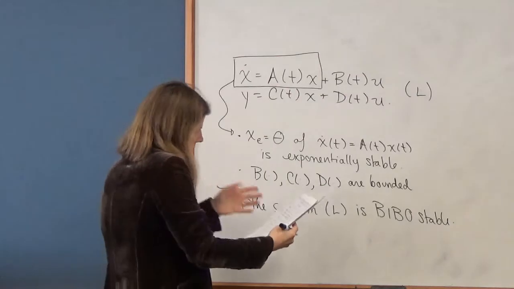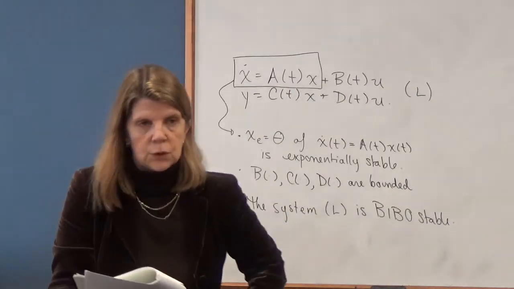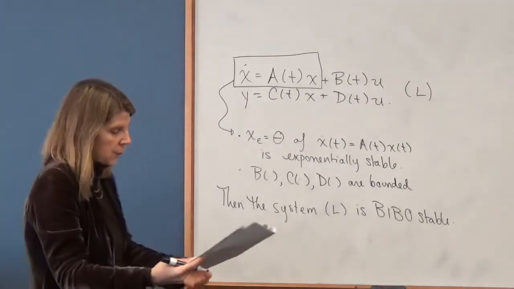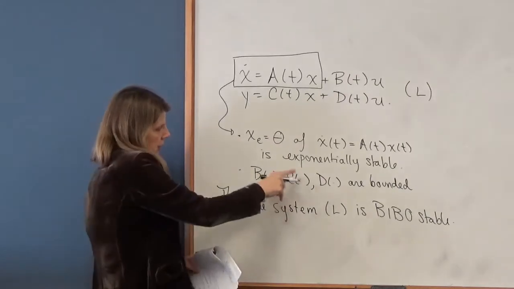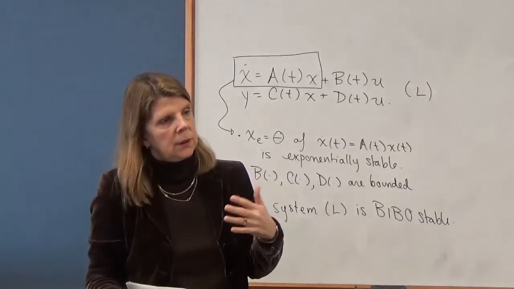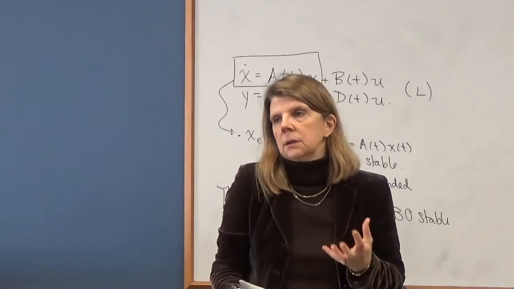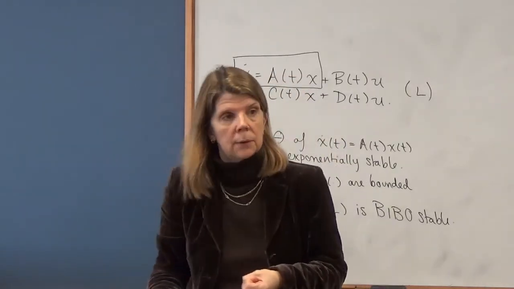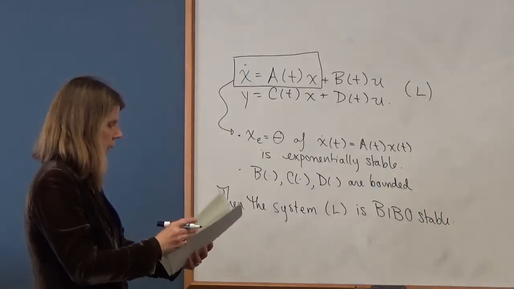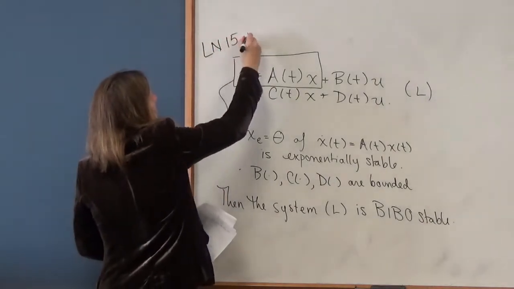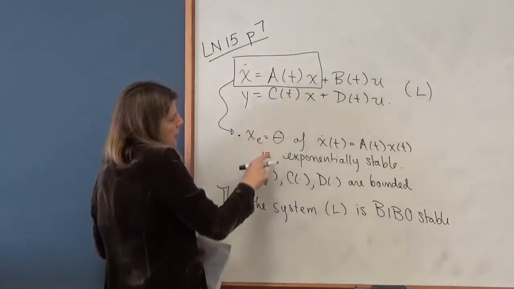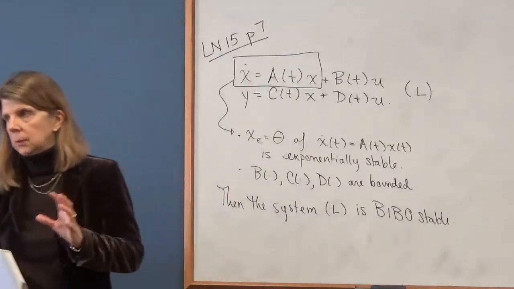Okay, and the proof of that is just a boundedness argument, which follows from looking at the input-output response from this time-varying system in terms of the weighting pattern matrix. So if you know that this system is exponentially stable and these matrices are bounded as functions of time, then you can establish that the supremum over t of the integral from minus infinity to t of h of t, tau, u of tau, d tau is a bounded function, and that's our condition for bounded input, bounded output stability. We're in lecture notes 15, page 7. So exponential stability of A of t implies bounded input, bounded output stability of the input-output system.